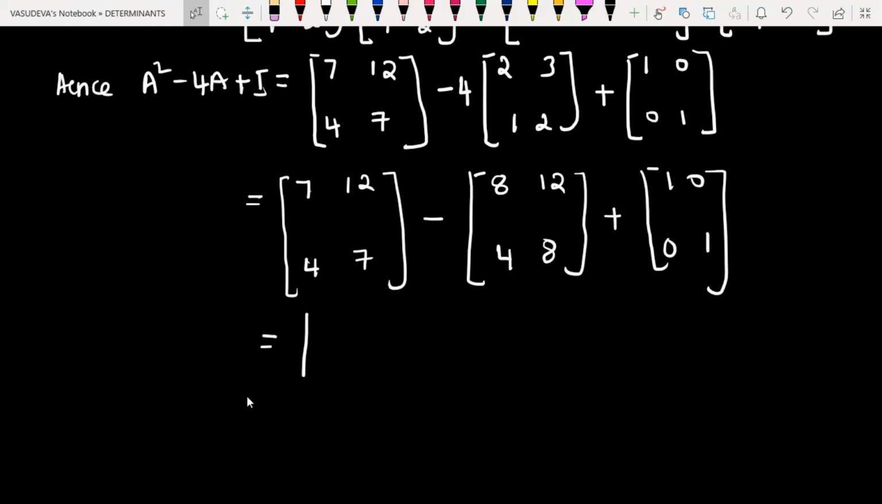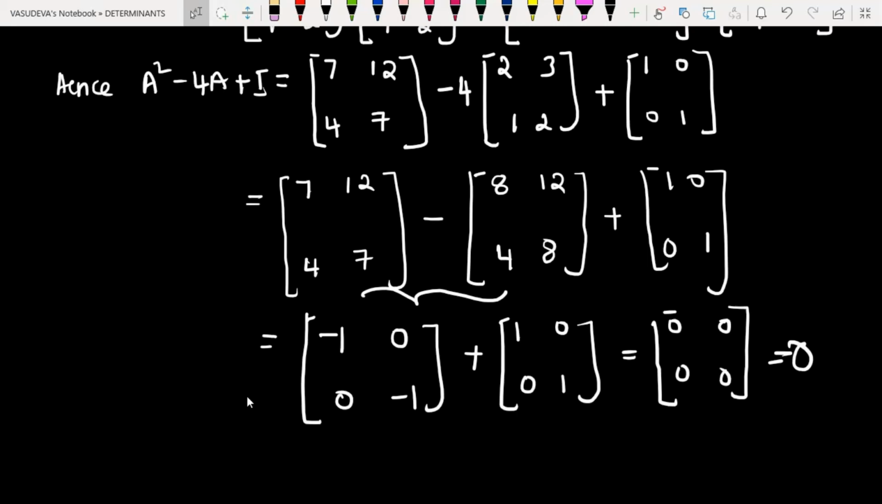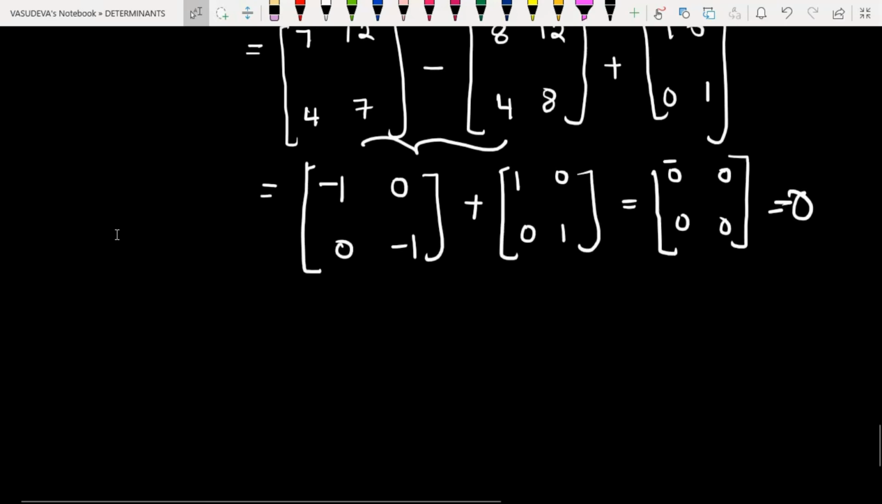So now taking the subtraction of these two matrices, 7 minus 8 is minus 1, 12 minus 12 is 0, 4 minus 4 is 0, 7 minus 8 is minus 1. So adding with 1 0 0 1, we are having the 0 matrix, 0 0 0 0. It is equal to O. Now we have shown A square minus 4A plus I is equal to the 0 matrix.